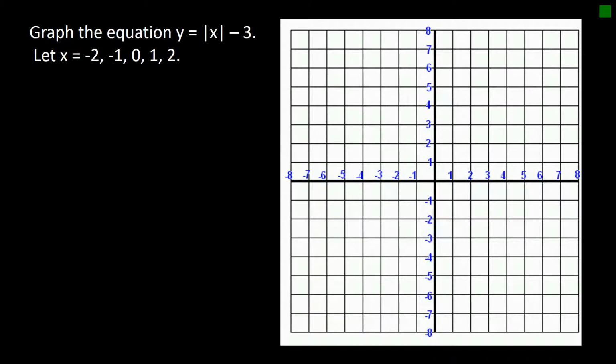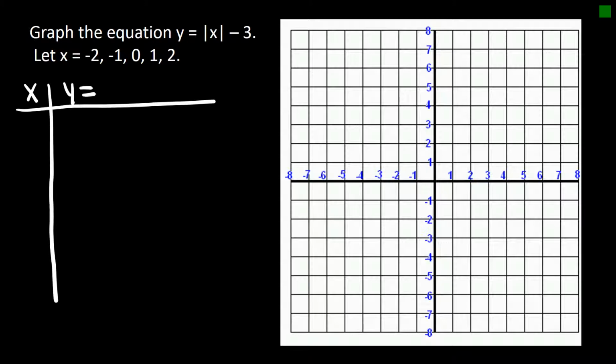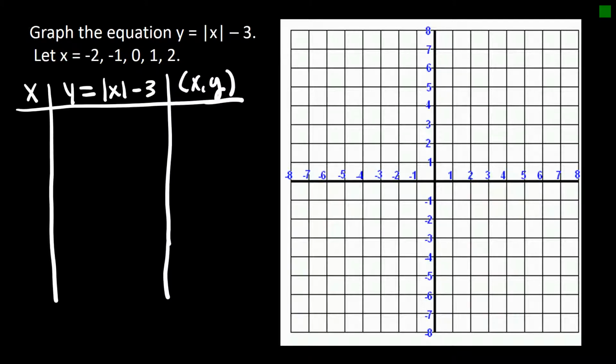All right, so for our next problem, we're going to graph y equals absolute value of x minus 3. So again, let's draw our chart, our x column, our y equals absolute value of x minus 3. And then let's have a column where we have our actual ordered pairs. We're going to again look at negative 2, negative 1, 0, 1, and 2.